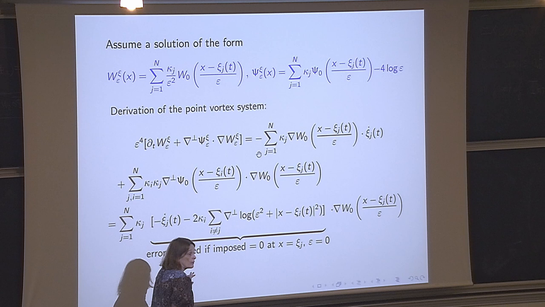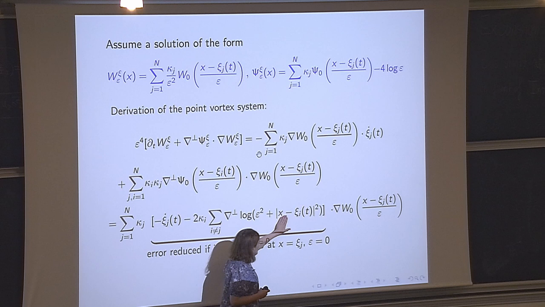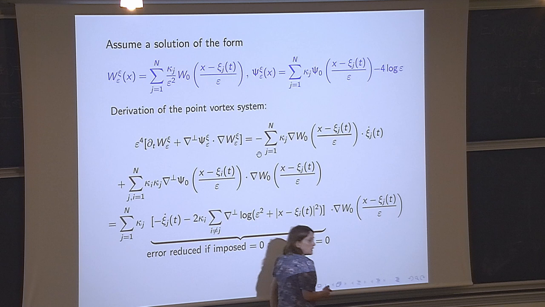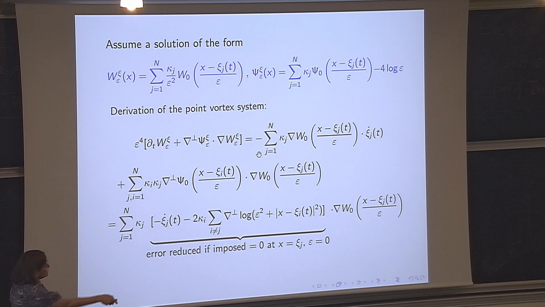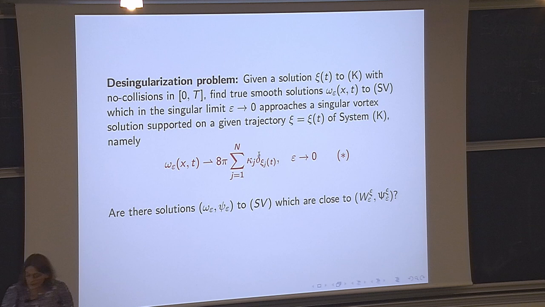But let's be less pretentious. Let's take this bracket equal to zero when you take epsilon zero and when you compute this expression at the point xi j. So if you make that bracket equal to zero, what you get is the famous Kirchhoff-Routh system for the evolution of the points. So if you want to see a solution with capital N vortices, the centers of the vortices better satisfy this Hamiltonian system.